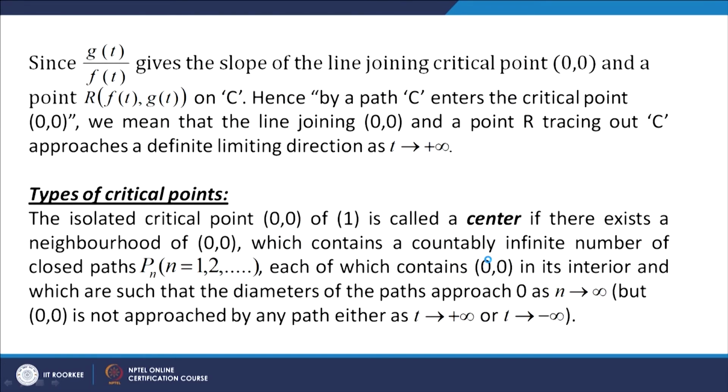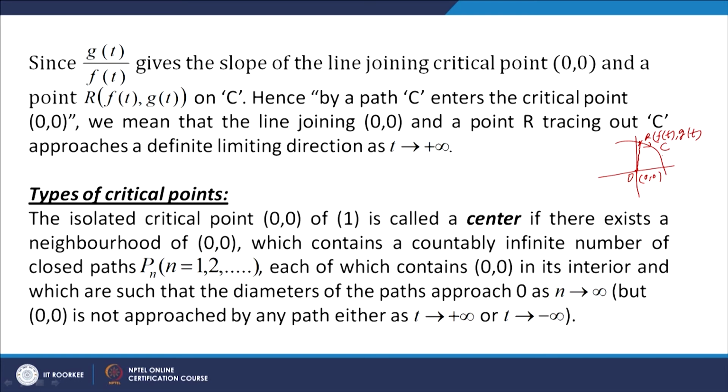Since g(t) over f(t) gives the slope of the line joining the critical point (0, 0) and a point R with coordinates (f(t), g(t)) on C. Let us see how we get that. Suppose this is your (0, 0) critical point and this is your path describing C. R is any point here, (f(t), g(t)). Then the slope of the line OR, this is O, will be g(t) over f(t).